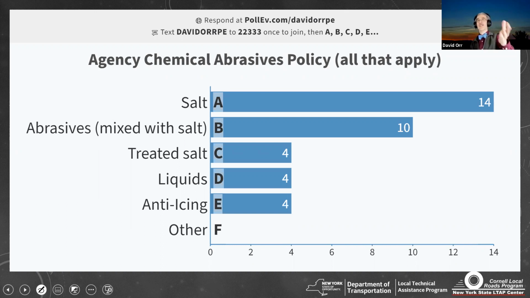So yeah, everybody here pretty much has voted for salt, okay? Abrasive wise, most of you have some abrasive. You're going to have some. And again, if you've got a gravel road, you're going to have some abrasives, okay? Now, how much salt do you mix in that? As little as you can. And we'll talk about why in just a minute, okay?